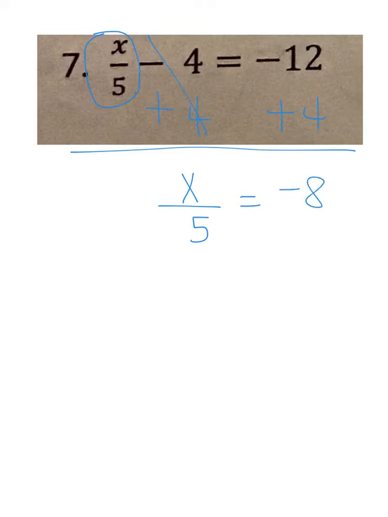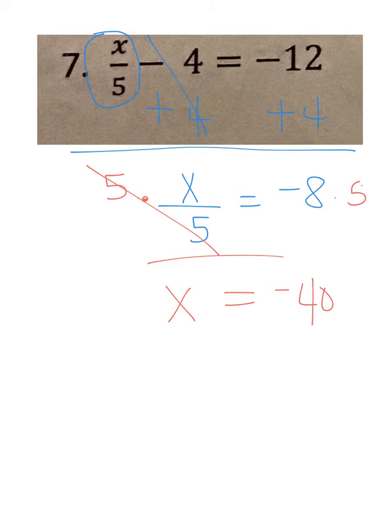Okay, so this is x divided by 5, so the opposite is multiply. I'm just going to multiply both sides by the number 5. These 5's cancel, and I'm left with my x that I want. Negative 8 times 5 is negative 40.